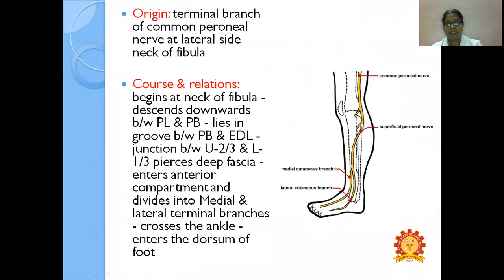As usual, it begins at the neck of the fibula, descends between the peroneus longus and brevis, and lies in the groove between the peroneus brevis and extensor digitorum longus. Then at the junction between the upper two-thirds and the lower one-third, it pierces the deep fascia, enters the anterior compartment and divides into two branches, the medial and lateral terminal branches. These two branches cross the ankle and enter the dorsum of the foot. In the contents of the dorsum of the foot, we have seen the medial and lateral cutaneous branches of the superficial peroneal nerve.